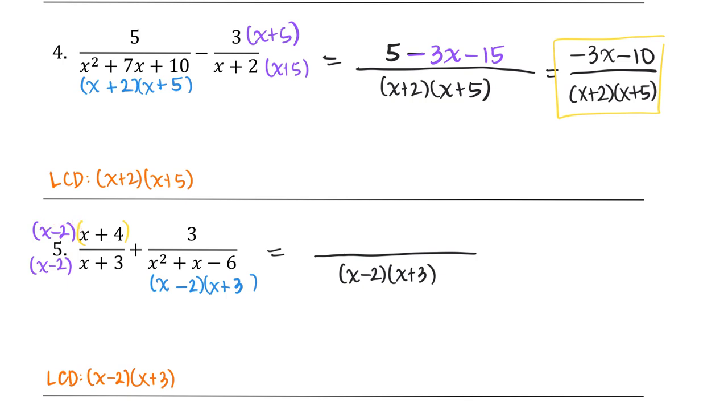I'm going to do x times x is x squared. X times 4 is positive 4x. Minus 2 times x is minus 2x. Minus 2 times 4 is negative 8. So I have just done this first part right here. Now plus 3.